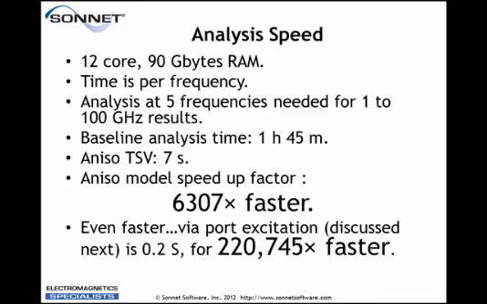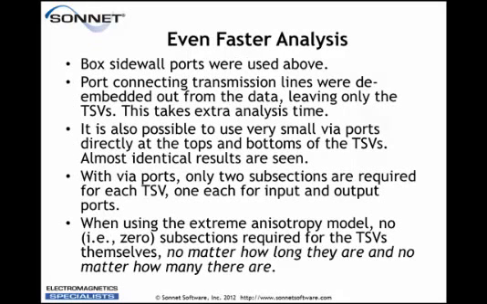Now we don't need all those port connecting lines. If we use a via port excitation, which I'll show in a second, the port connecting lines don't need to be there, they don't need to be analyzed, and they don't need to be de-embedded. We just put via ports at the top and bottom and use that for the excitation. That's 0.2 seconds, 220,000 times faster. Well, what that means is we can do some very, very large arrays of through silicon vias, as I'll get to in a second.